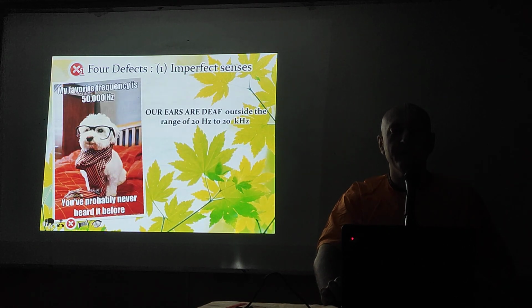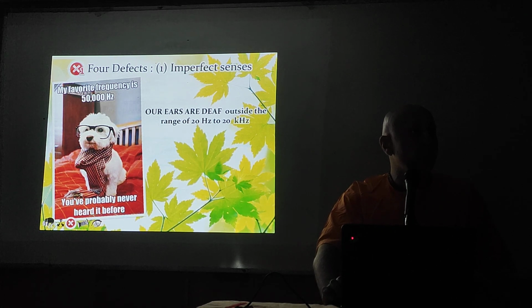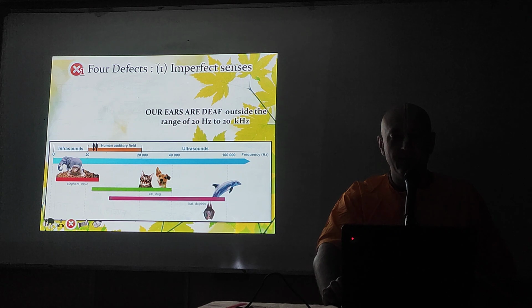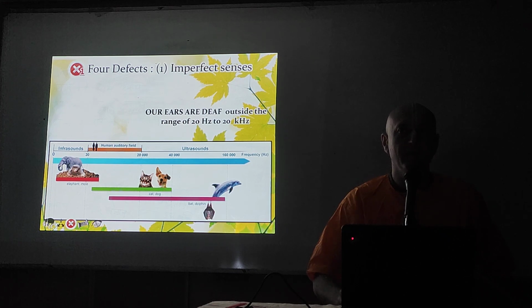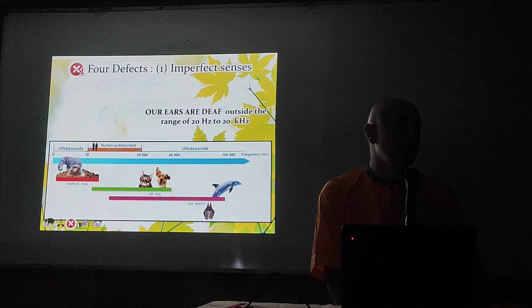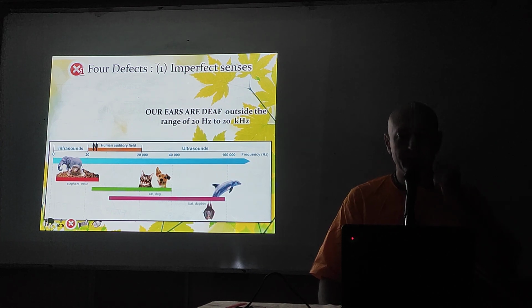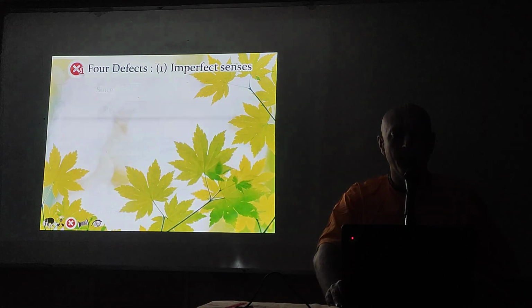Hearing. Our ears are deaf outside the range of 20 hertz to 20 kilohertz. What's our ability to hear? The bats and dolphins, and also infrasounds, elephants, moles. Many animals have better hearing facilities than we do. So we are quite limited with our hearing.